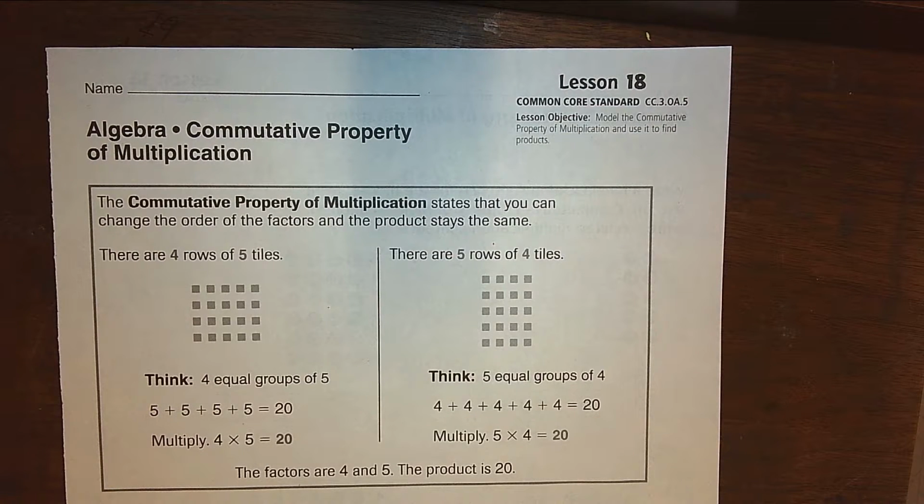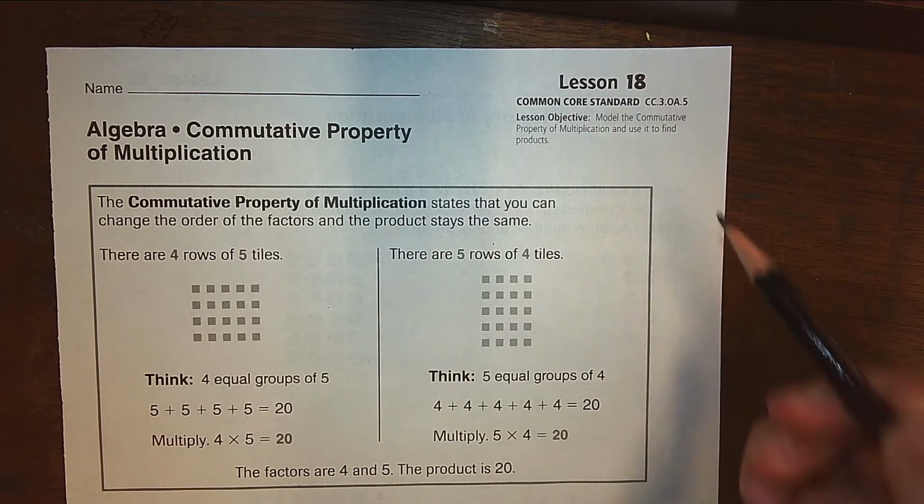Yesterday, we started talking about our new standard OA5. It is talking about the commutative property of multiplication. If you look on the board, you see our standards listed, just like I've been doing the whole year. New one is 3.OA.5. Understand properties of multiplication and then the relationship between multiplication and division. But yesterday and today we're really focusing on that commutative property, that flip-flop property.